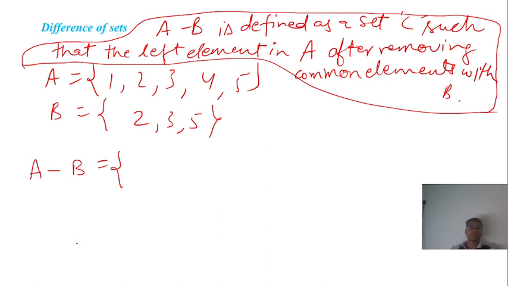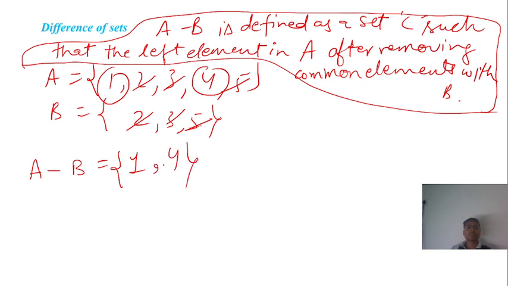So how many elements are common here? There are 2, 3 and 5. So how many elements are left in set A? 1, 4. So 1, 4 are the elements in set A minus B, or A difference B.